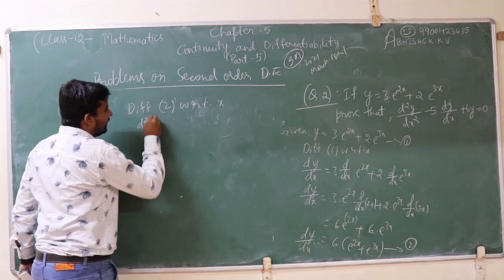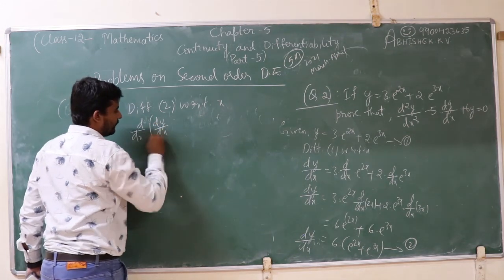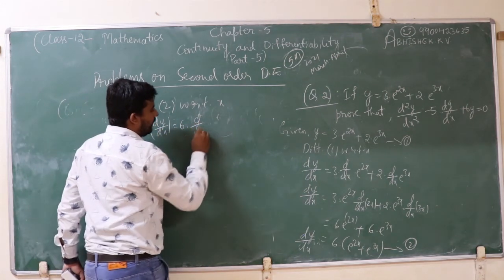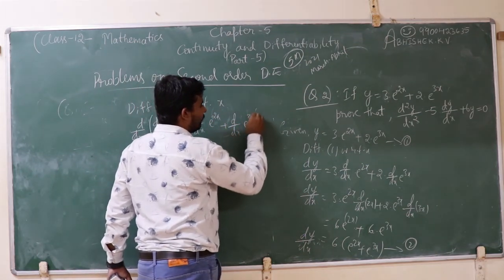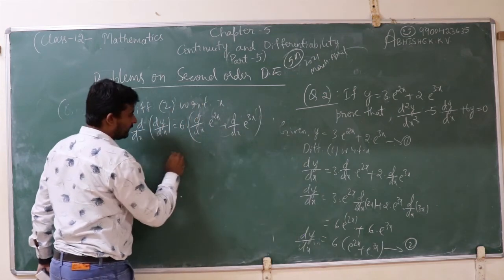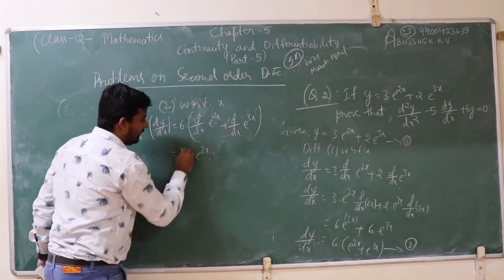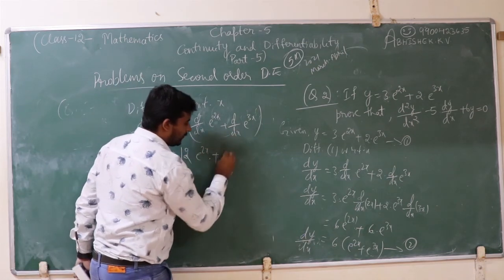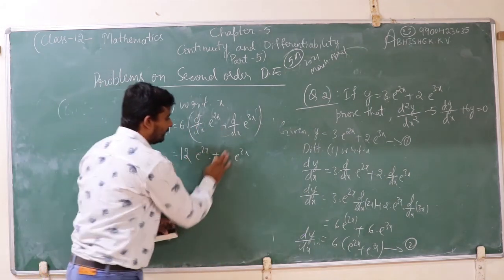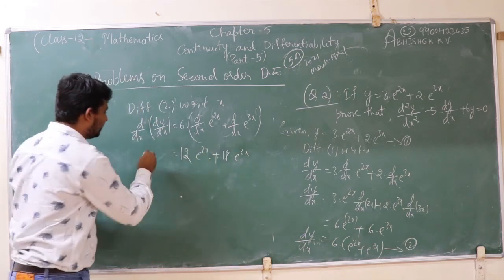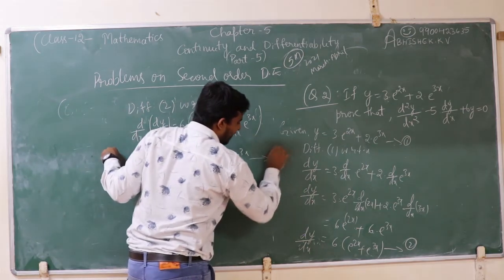See, we are getting d by dx of dy by dx is equal to, 6 is common, d by dx of e to the power of 2x plus d by dx of e to the power of 3x. This is equal to 6 into again e to the power of 2x into 2, that is 12, plus d by dx of e to the power of 3x, 3 into e to the power of 3x. That is 6 into 3, 18 into e to the power of 3x. This is d square y by dx square, and call this equation as 3.